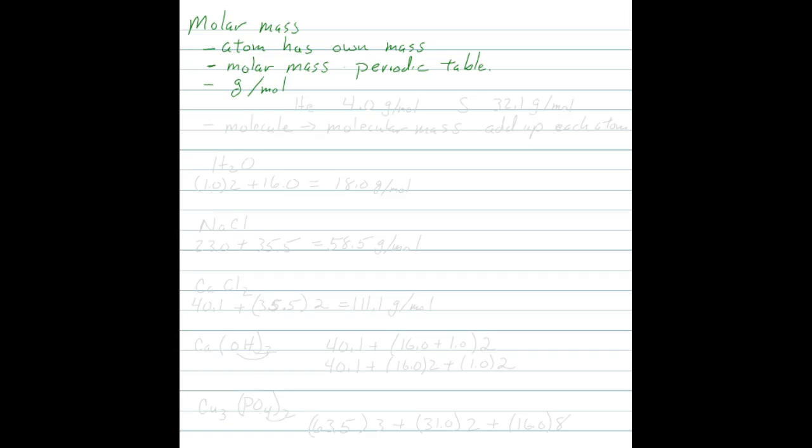So if you look on your periodic table, you'll notice that helium has a decimal number of 4.0, which is grams per mole. So 1 mole of helium atoms has a mass of 4 grams. The molar mass of sulfur is 32.1 grams per mole. Okay? If you have a molecule or a compound, you'd have a molecular mass.